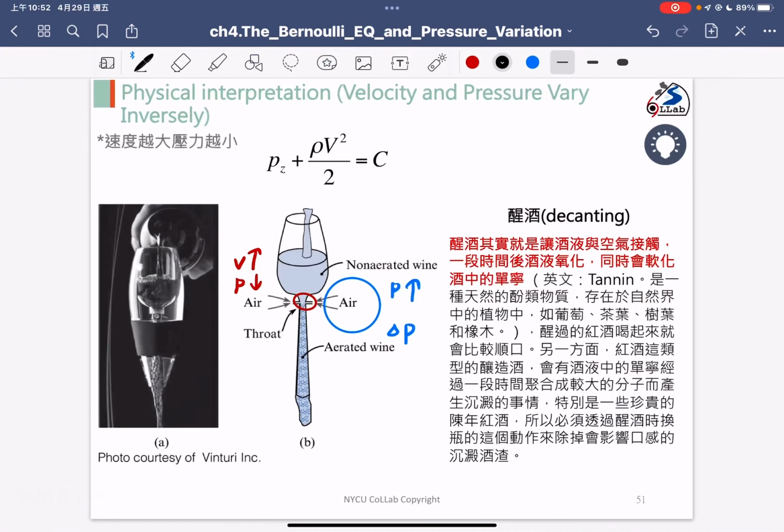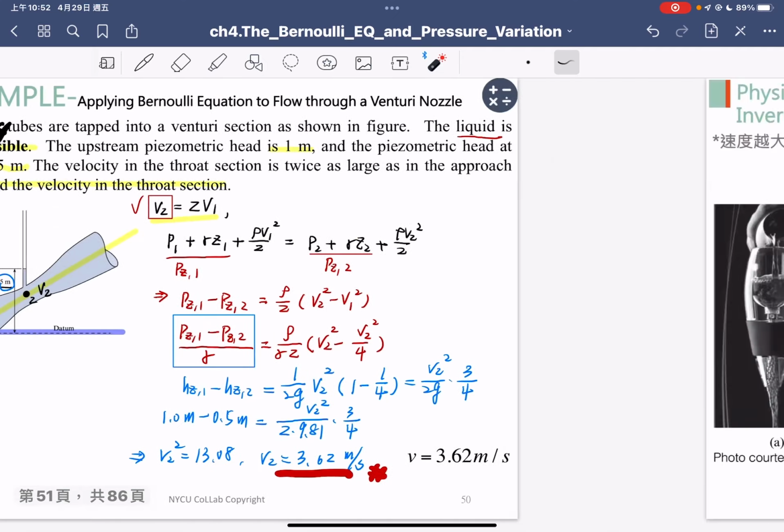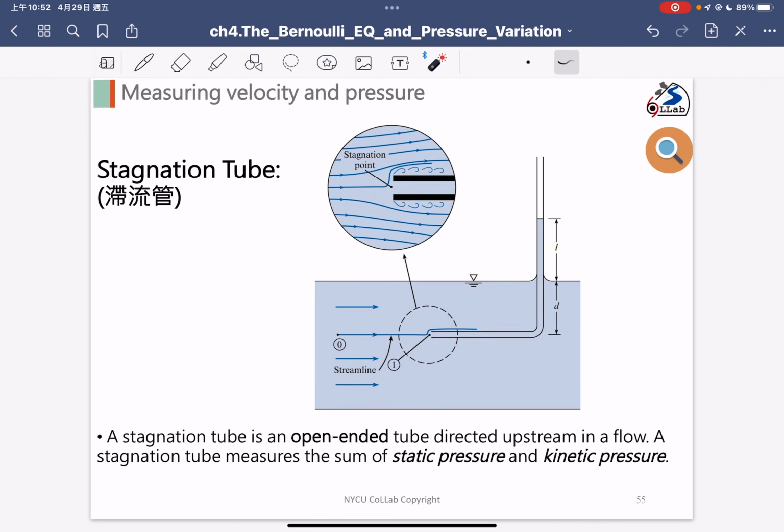Last week, on Wednesday, I had one exercise, the figure showing here. I told you, if I put the tube and we make the hole, and then I have a deflection height, I can directly estimate how large the pressure is at location A, right? But right now, our purpose is different. We would like to apply the Bernoulli equations, and our purpose right now changes to the velocity.